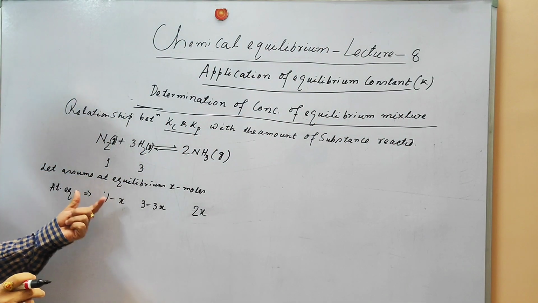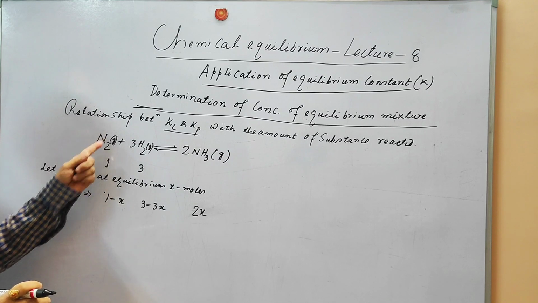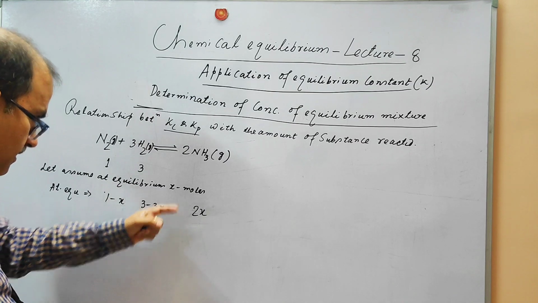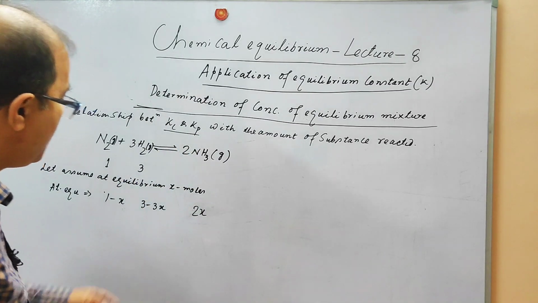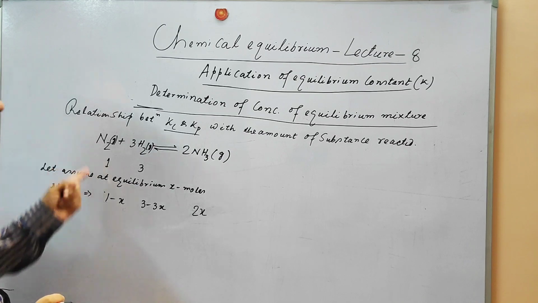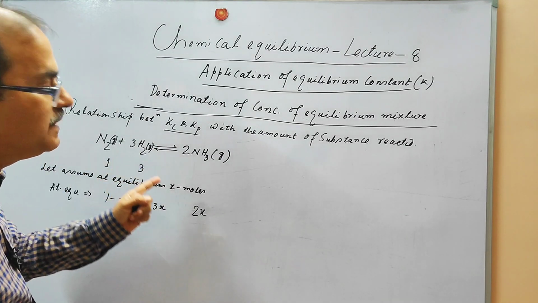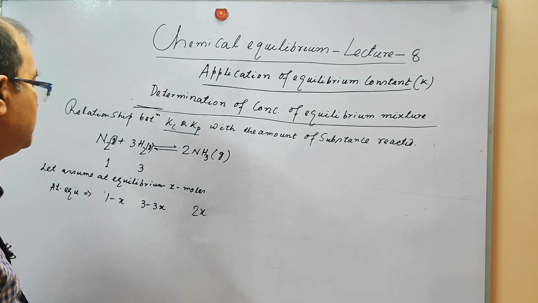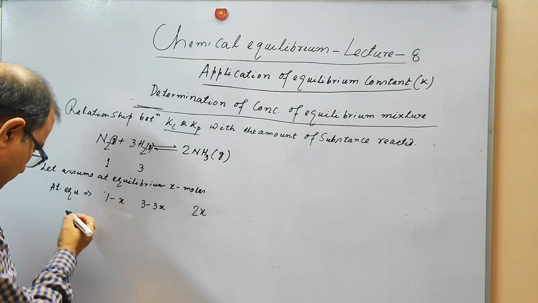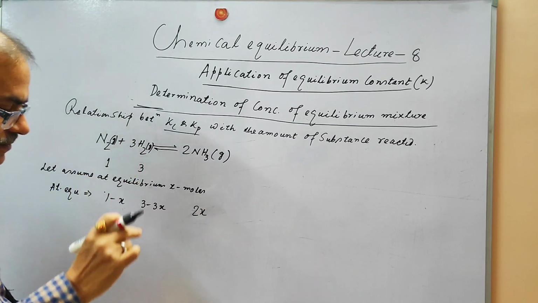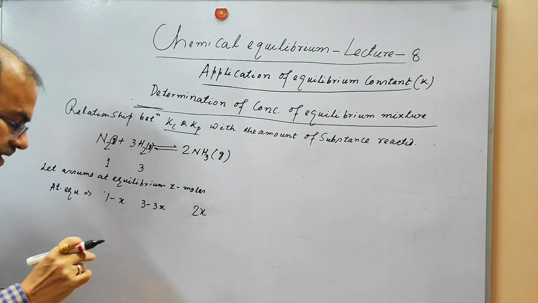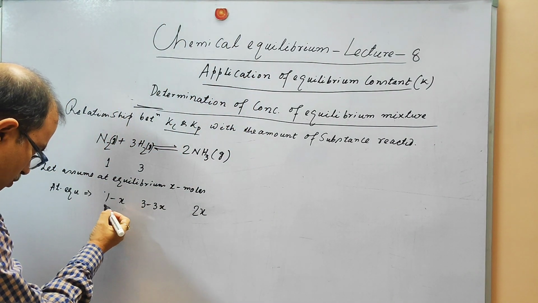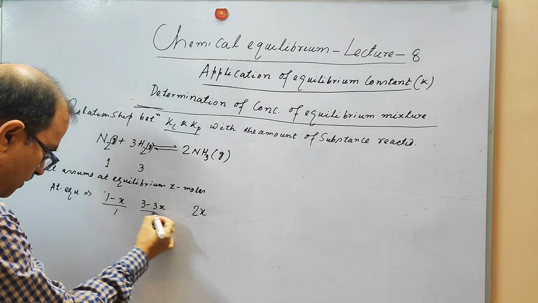So at equilibrium, the concentration of nitrogen is 1 minus x, hydrogen 3 minus 3x and ammonia 2x. Why is it 3x? Because you can see 1 mole of nitrogen will react with 3 mole of hydrogen and it will produce 2 mole of ammonia. We have taken the volume of the vessel as 1 liter, so naturally this will be mole per liter.